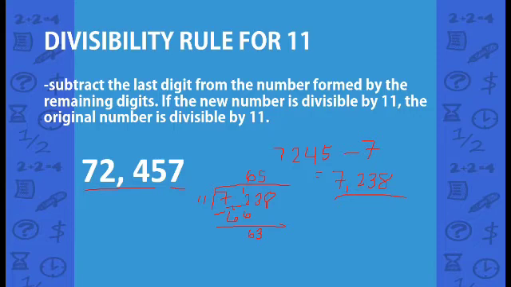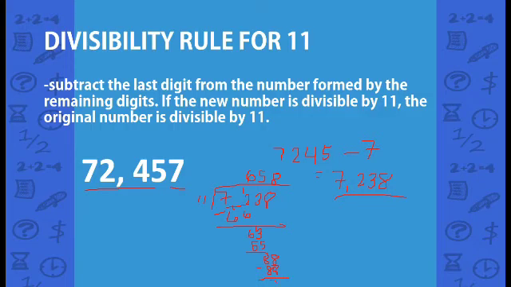5 times 11 is 55. That's 5, huh? So, 63 minus 55 is 8. Then, let's bring down 8. Now, 88 divided by 11 is 8. 8 times 11 is 88.